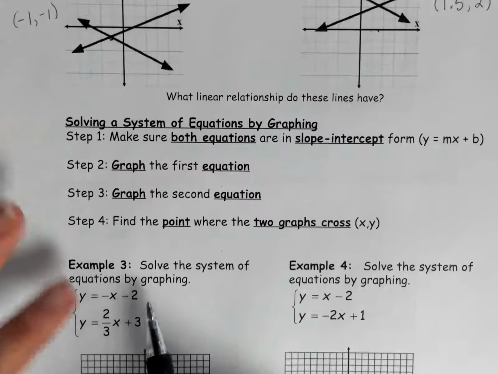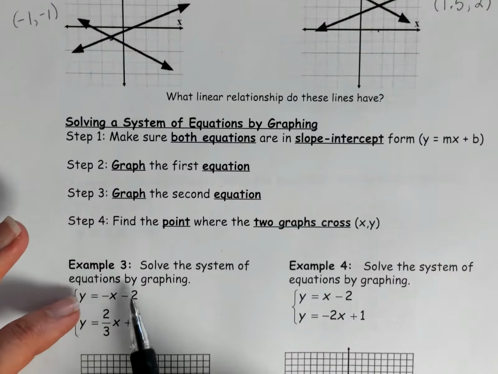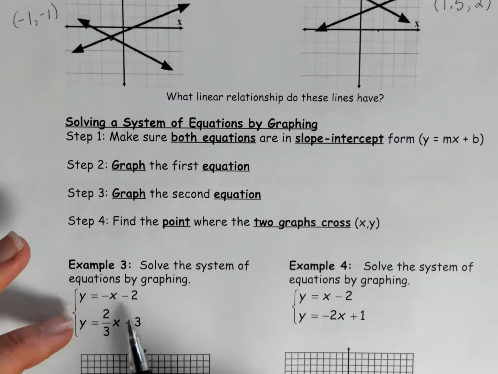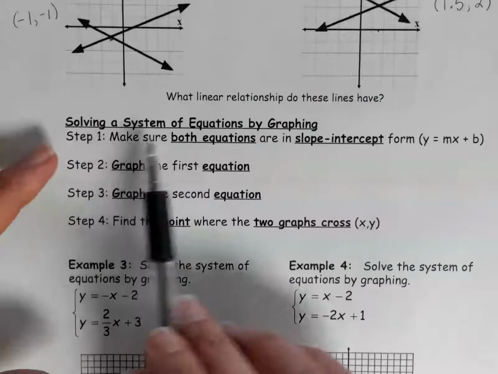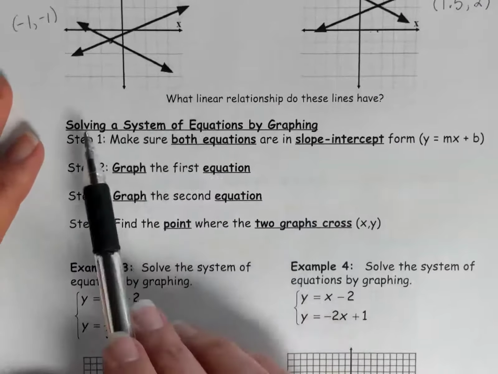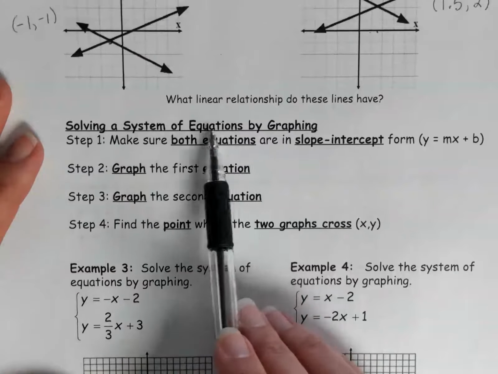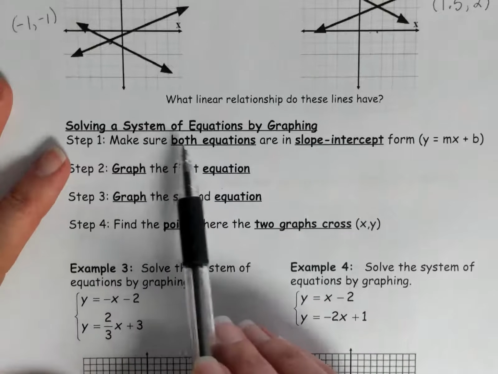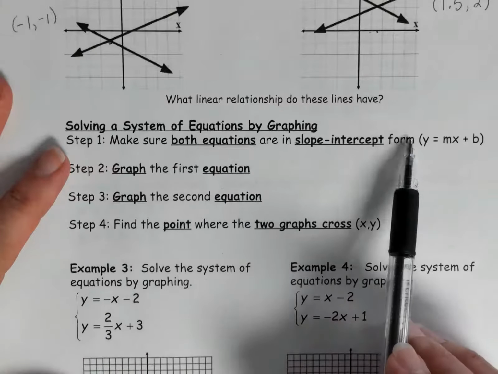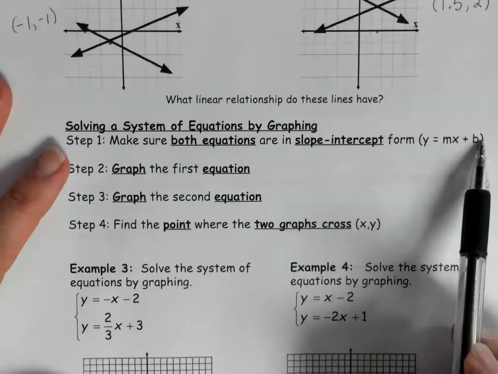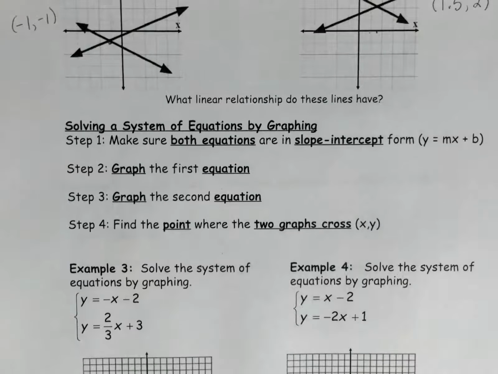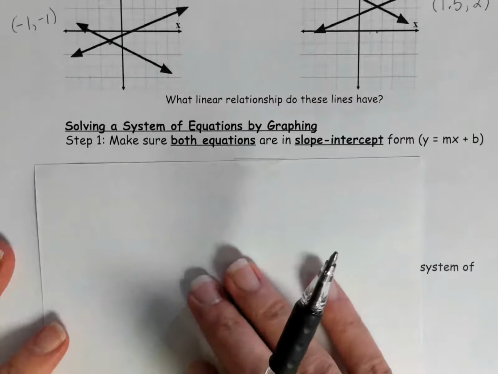If we are given examples or equations here, we need to follow these directions. So to solve a system of equations by graphing, step 1, you want to make sure both equations are in slope-intercept form. So that's in y = mx + b. Please make sure you pause the video here if I'm going too fast so you can get everything written down.